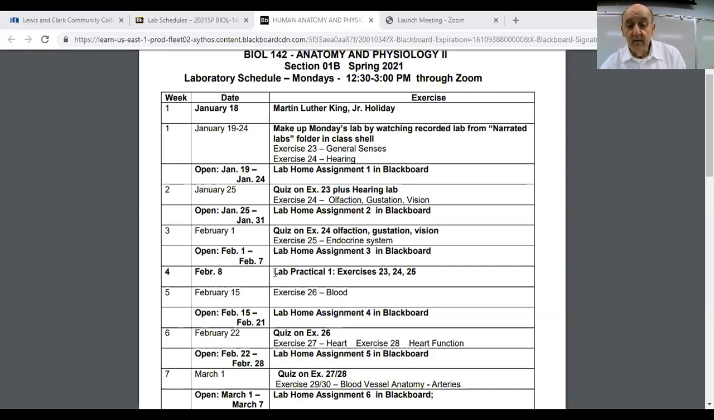So by the time it comes to the lab practical, everybody will be prepared. The practical questions will be very similar to what you see in the lab home assignments and in the lab quizzes. So there will be no mystery. What is the type, style, depth of the questions on the practical?